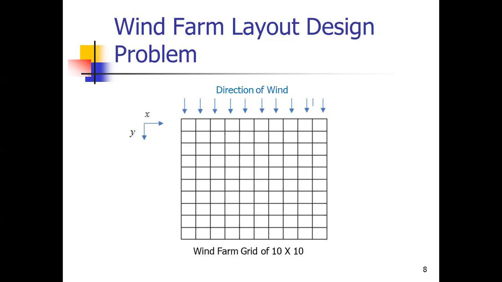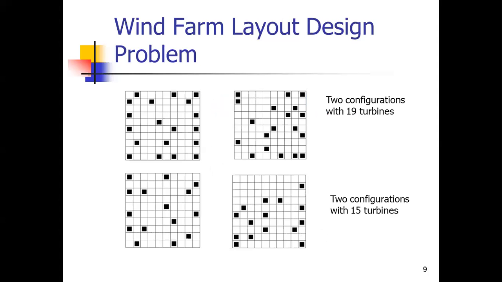Okay, so I'll just show you a case study where we have to put, I think, 19 turbines, right? So if we assume that these black boxes over there, they represent a turbine being installed in that particular location. So I'm showing you just two configurations with 19 turbines. Another example scenario is two possible configurations with 15 turbines, right?